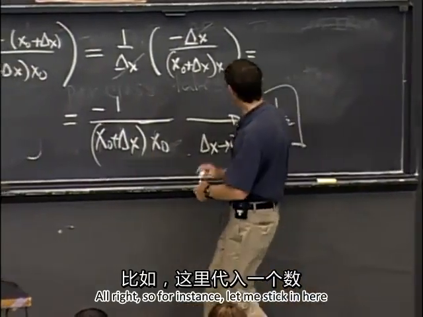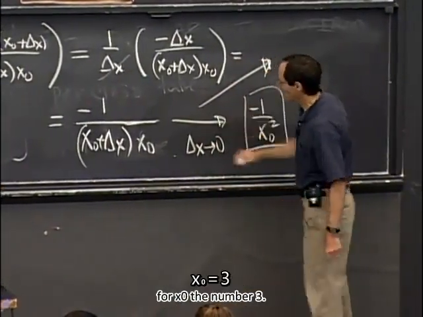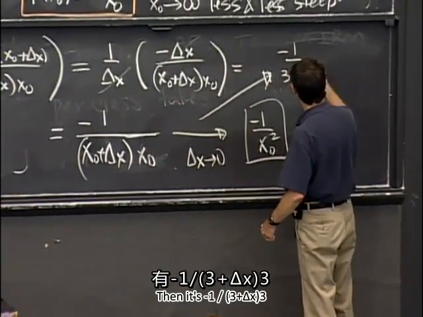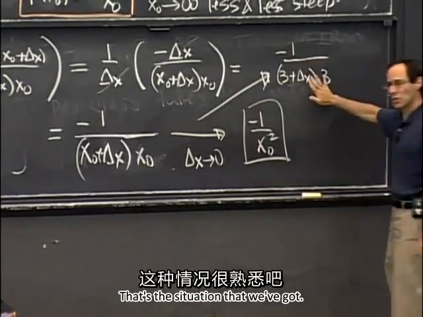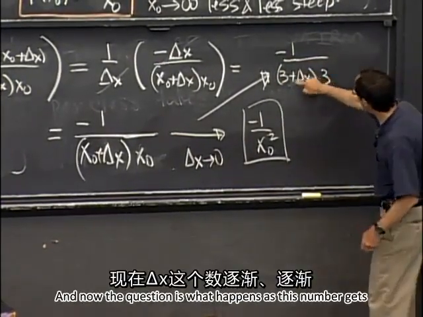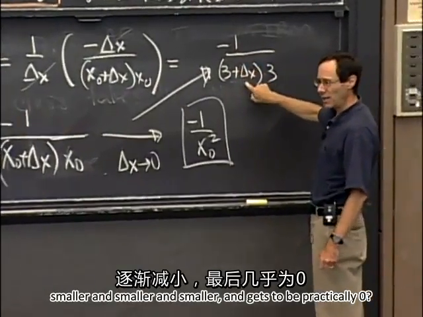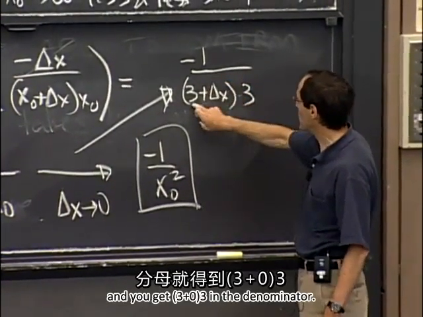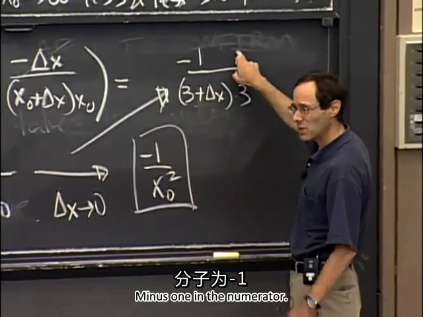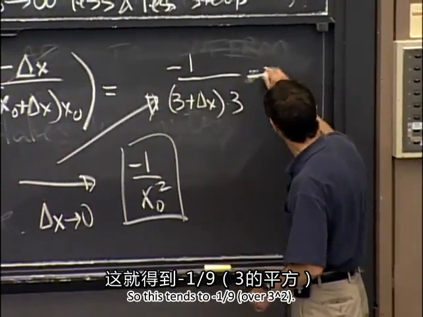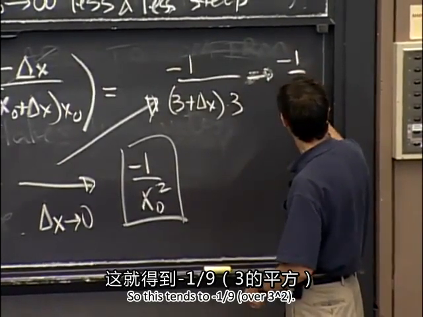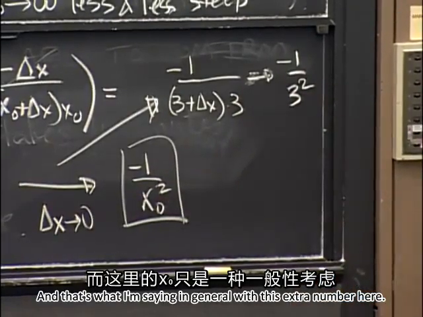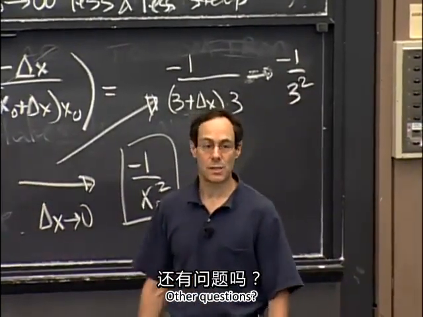All right? So for instance, let me stick in here for x0 the number 3. Then it's minus 1 over 3 plus delta x times 3. That's the situation that we've got. And now the question is, what happens as this number gets smaller and smaller and gets to be practically 0? Well, literally what we can do is just plug in 0 there. Then you get 3 plus 0 times 3 in the denominator, minus 1 in the numerator. So this tends to minus 1 over 9, over 3 squared. And that's what I'm saying in general with this extra number here. Other questions?